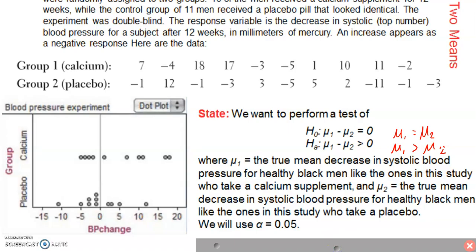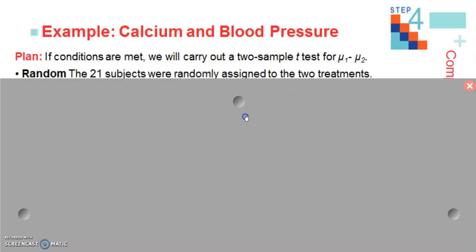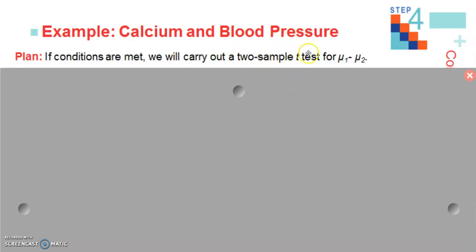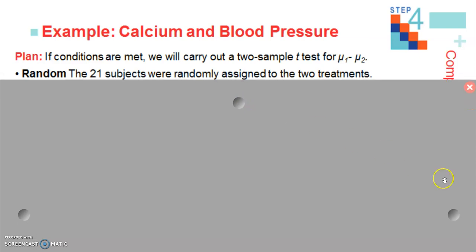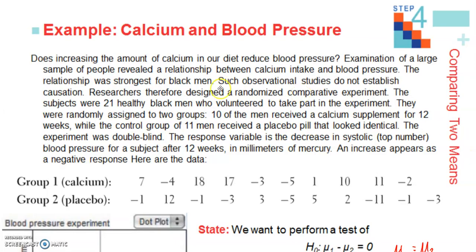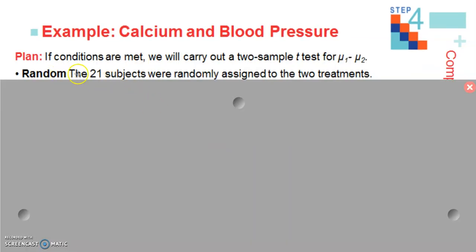Next, we go on to the plan. I'm going to state the type of inference method that I'm using. That is called a two-sample t-test for mu1 minus mu2. Then I'm going to check conditions. Was the random condition met? Well, we didn't get these subjects from a random sample. However, we did randomly assign them to groups, and that takes care of our random condition. The 21 subjects were randomly assigned to two treatments.